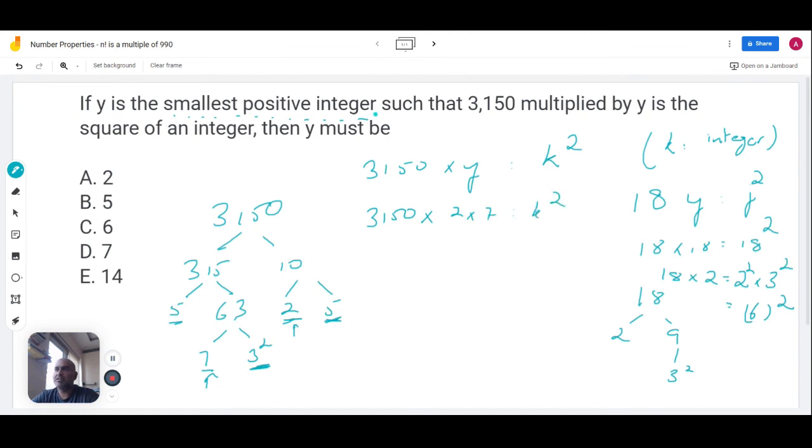So what's the smallest positive integer y, such that 3150 times y is a square of an integer? Well, y needs to be 14. The answer is E.